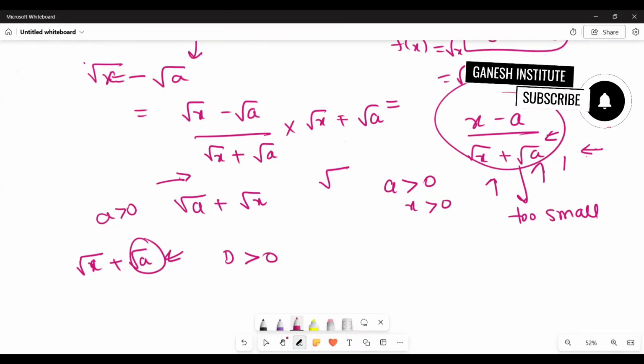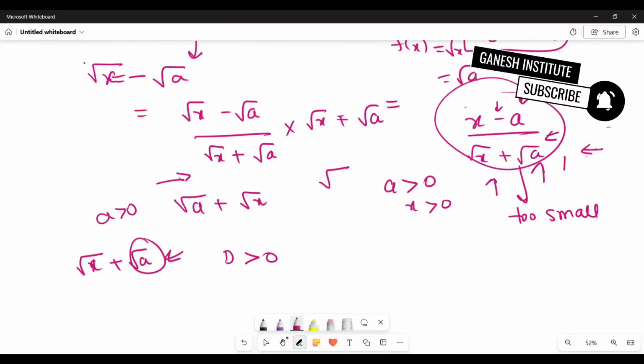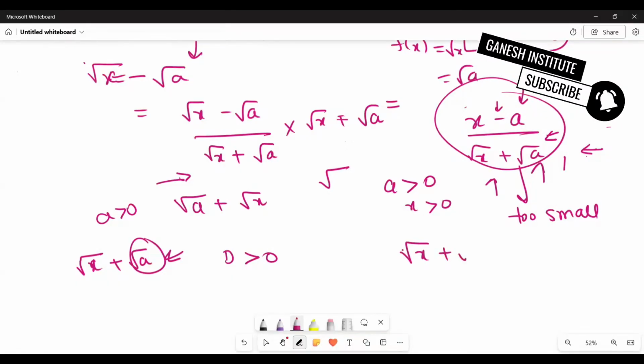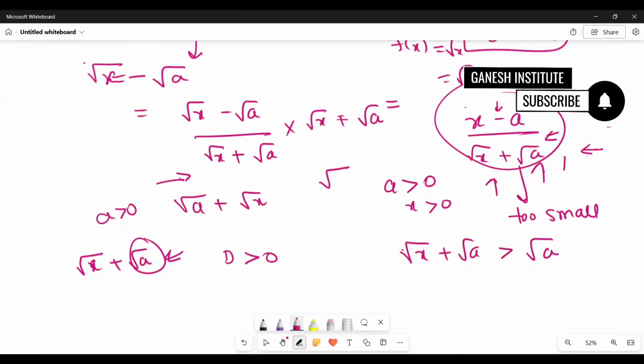Yes or no? Because if a is greater than x, then of course subtraction is there in the numerator. The denominator is getting bigger and bigger, right? So now if the denominator is getting bigger, then the whole fraction is smaller. Can you say that root x plus root a is of course greater than root a?